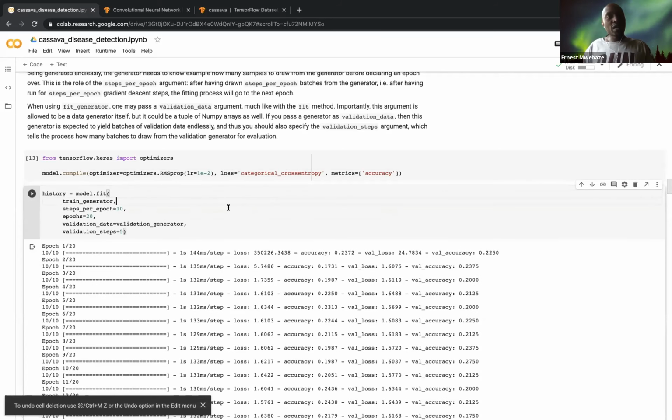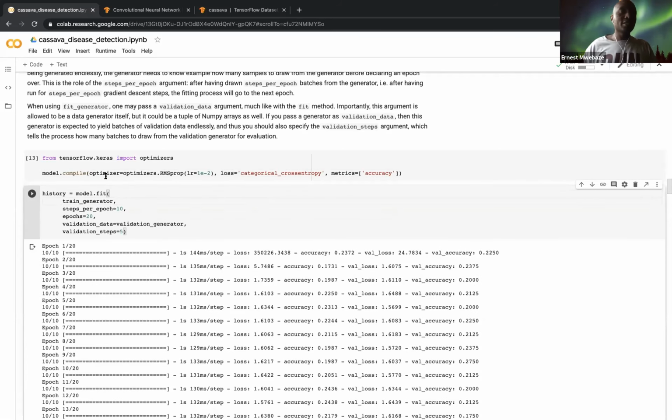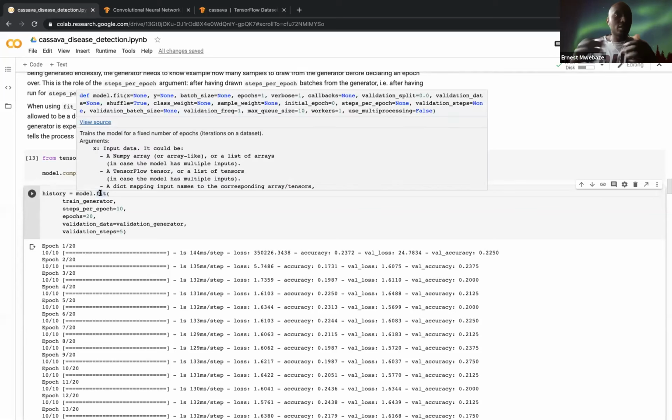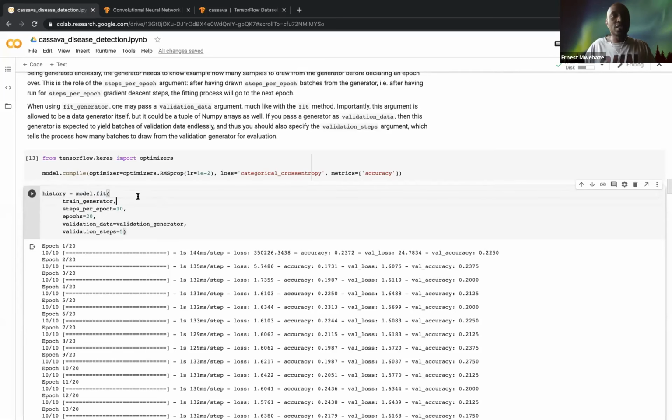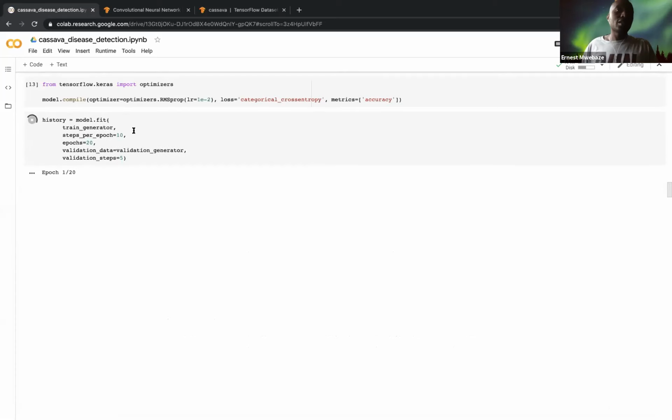Okay, so once we have our model, we've compiled it into a graph. Then we can fit our data to this model. Initially it used to be a fit generator, but now with TensorFlow 2, you can call fit and it will take a generator for all the data. You don't need to specify fit generator. This is the way you can call it.